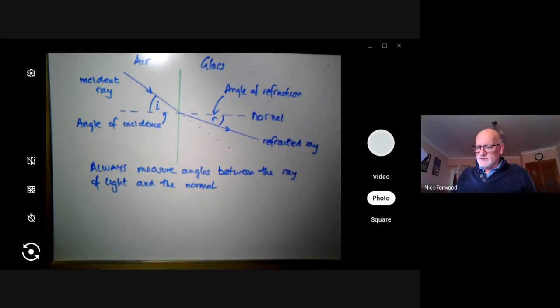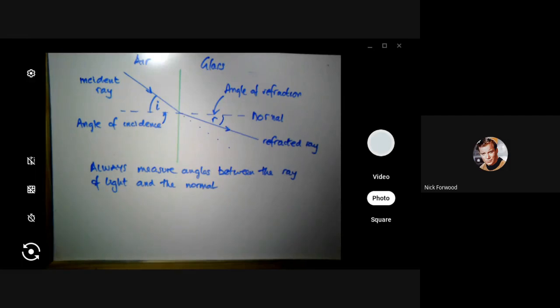Primarily, the definition of refraction is that the ray of light changes its speed, but the ray of light can also change its direction. But that's not the definition of refraction. The definition of refraction is to do with the speed. So remember the definition of refraction.